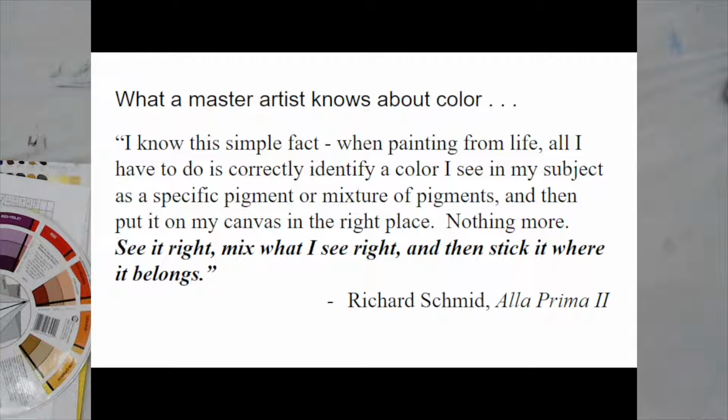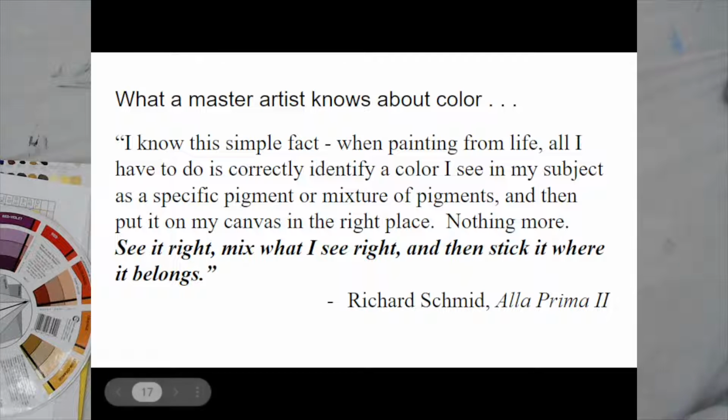And he said, this is what a master artist knows about color. I wanted to quote him. He says, "I know this simple fact when painting from life. All I have to do is correctly identify a color I see in my subject as a specific pigment or mixture of pigments, and then put it on my canvas in the right place. Nothing more." Right? See it right, mix what I see right, and then stick it where it belongs. Doesn't that sound so simple? Yeah, right. So I thought that you'd get a kick out of that.